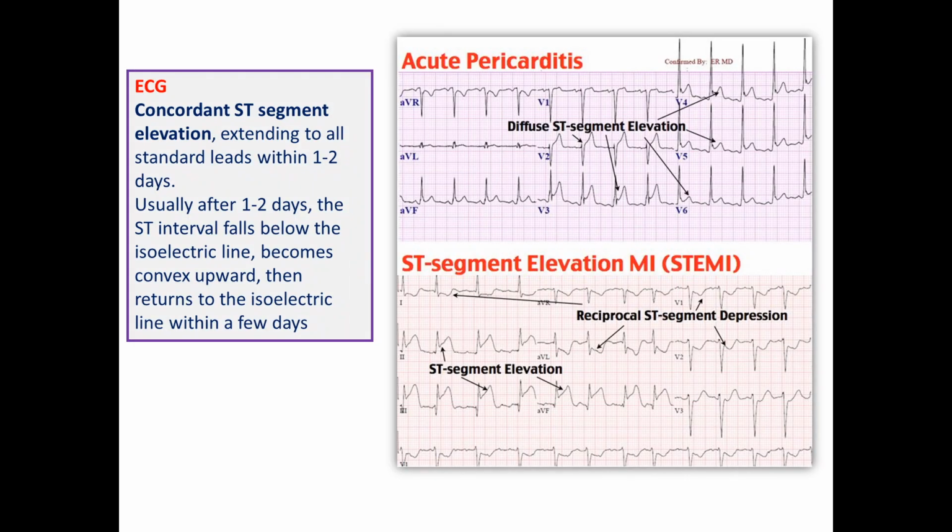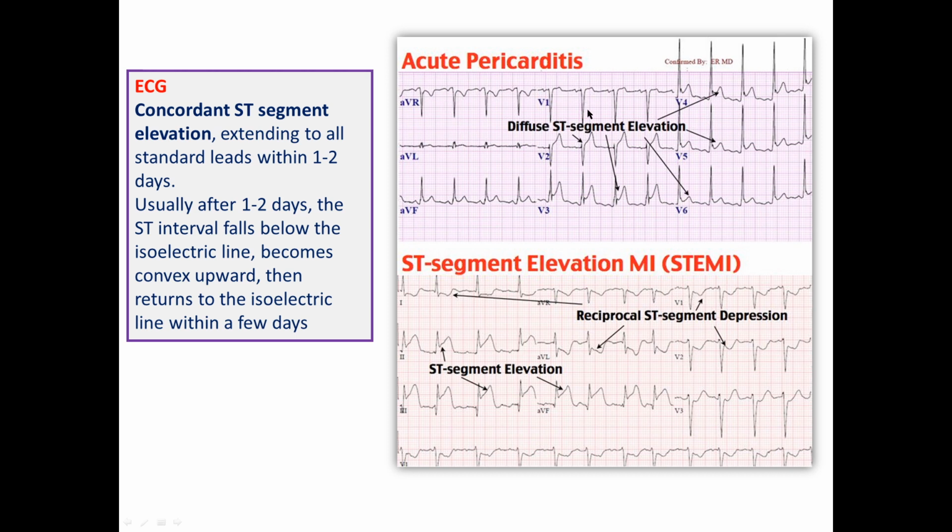ECG gives you concordant ST segment elevation extending to all standard leads within 2 days. Usually after 1 to 2 days, the ST segment falls to the isoelectric line, becomes convex upward, then returns to the isoelectric line within a few days. You see, there are differences between acute pericarditis and myocardial infarction.